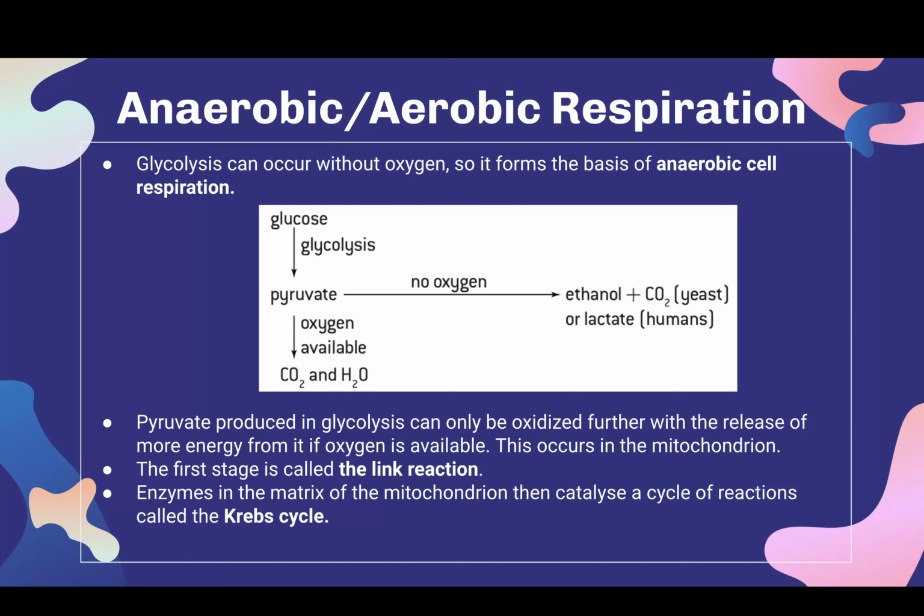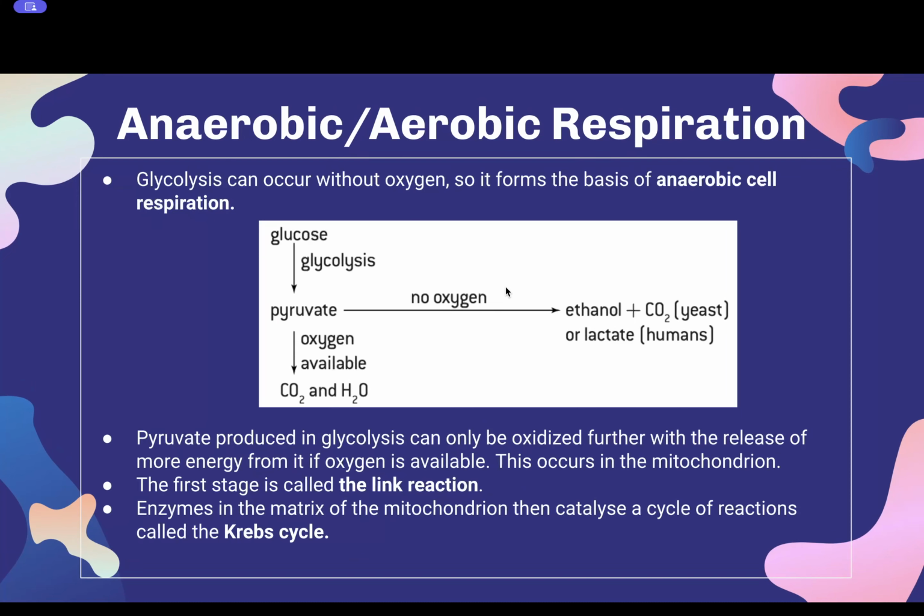Back to topic. Anaerobic and aerobic respiration. Like I said already, if there's oxygen, it'll reach completion of cell respiration, but if there isn't oxygen, it'll just go through glycolysis and then convert into ethanol or lactic acid. We don't have to talk about how that happens, we just need to know that it does happen. Pyruvate that's produced in glycolysis can only be oxidized further, obviously, in the presence of oxygen, because more energy can only be released if oxygen is available.